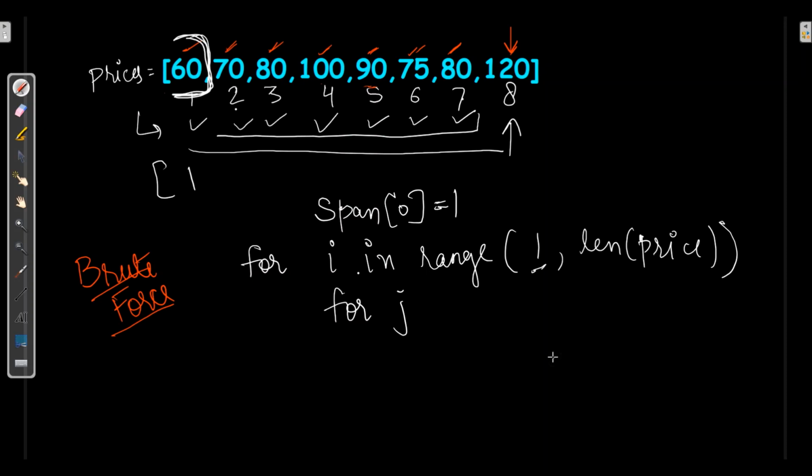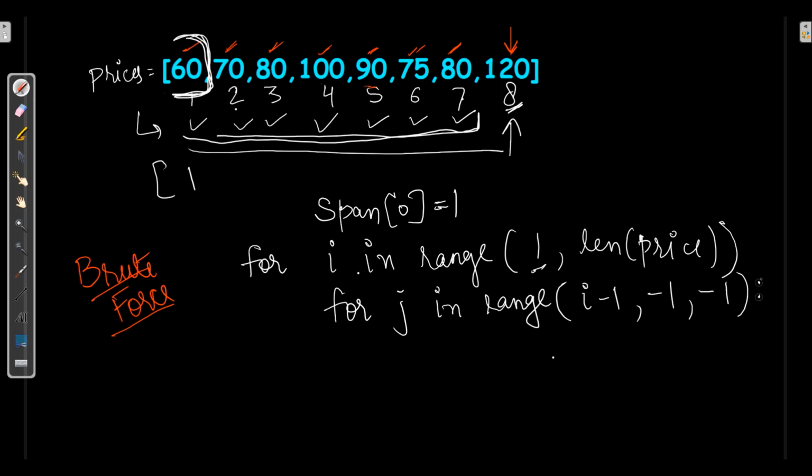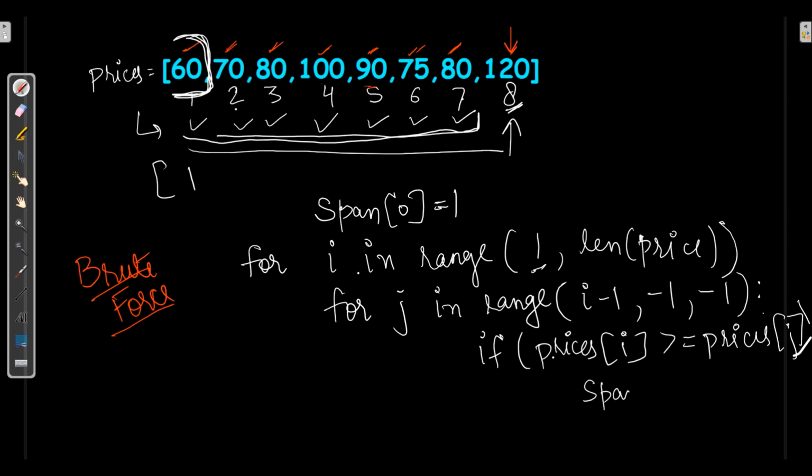So here it will be for j in range. Let's say for 8 it was iterated just before from 7 to last. So I can say i minus 1 to 0. So here I'll take minus 1 and it will be iterated in the backward direction. So minus 1. And then I have compared prices of i to prices of j. Span will be incremented by 1. If not, it will break there itself. It won't be proceeding further.